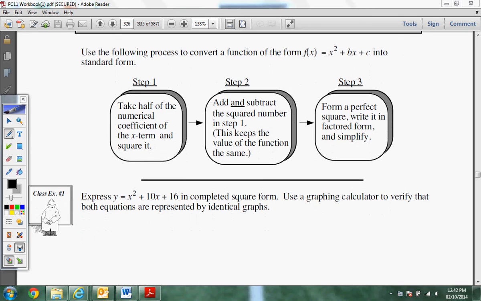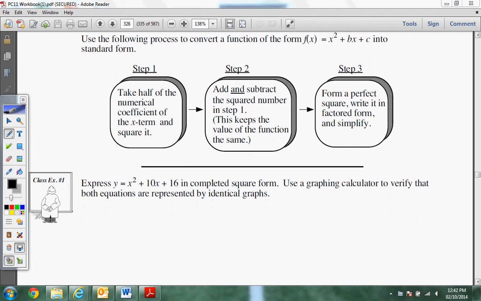Okay, so here is the first, just kind of your steps to doing it, which I do think the book does a good job of providing steps for those of you that get stuck. And unfortunately, I know there's probably only 2 or 3 of you who actually look at this, but really look at the steps. They help you get through the problem. Okay, so first thing, take half of the numerical coefficient of the x term and square it. So that's the x term is your b, or the middle. You take half of it. Add and subtract the square number in step 1. We'll tell you what that means. And then form a perfect square and write it in factored form.